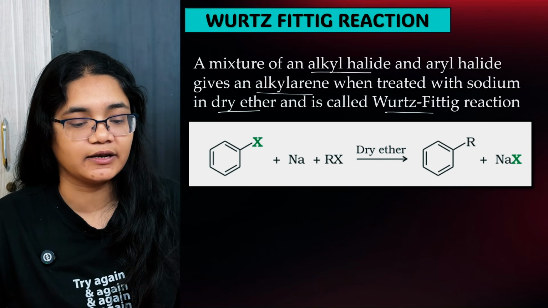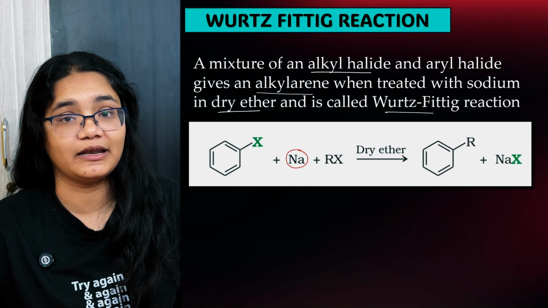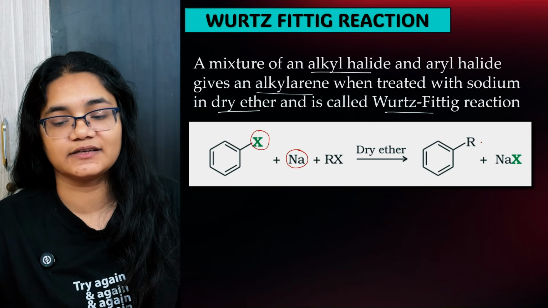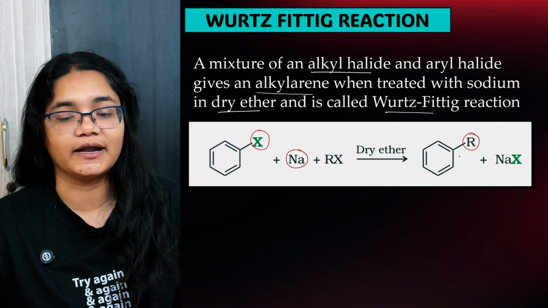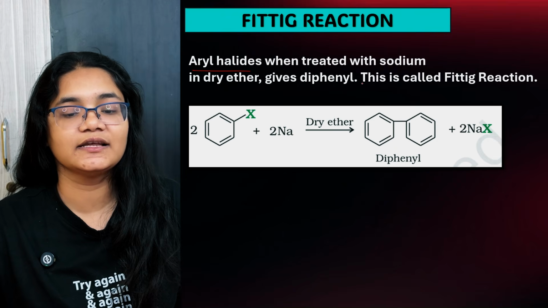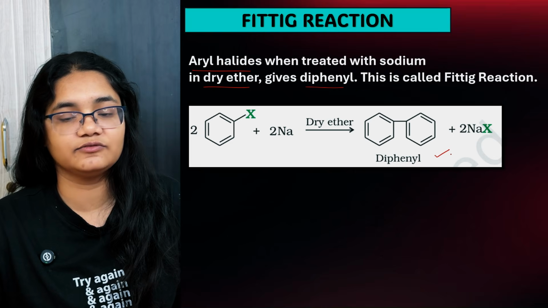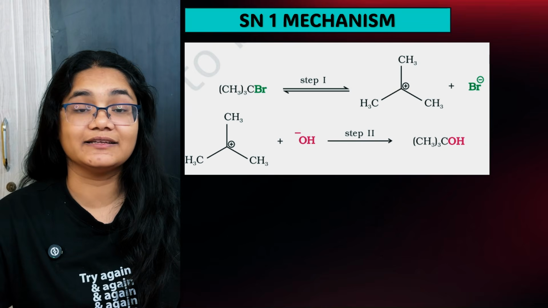So if you have one haloalkane and one haloarene, and if you treat it in the presence of sodium and dry ether, then this X gets converted to R and you get a compound that is alkyl arene. Next is Fittig reaction. So aryl halides when treated with sodium in dry ether give you diphenyl, and this is called Fittig reaction. Next, we have SN1 mechanism.